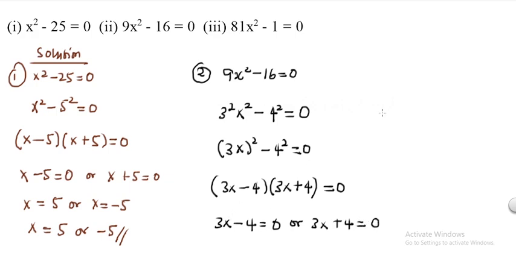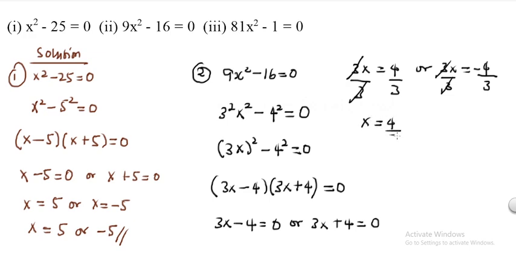If I solve this separately, I have 3x. Moving 4 to the other side, it becomes equal to 4, or 3x, moving plus 4 to the other side, becomes minus 4. So if I divide both sides by 3 here and divide both sides by 3 here, the 3s cancel out. So here I have x is equal to 4 over 3 or minus 4 over 3. Now let's take the last example.